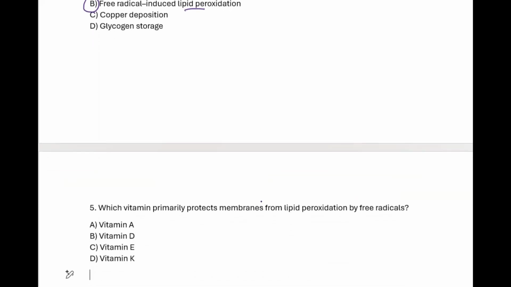And the last question, we're almost there. Which vitamin primarily protects membranes from lipid peroxidation? That's vitamin E. We've come to the end of today's lecture, guys.